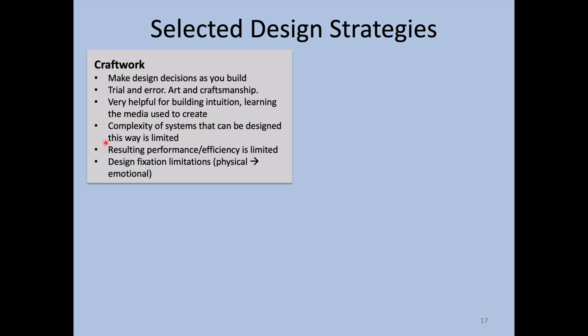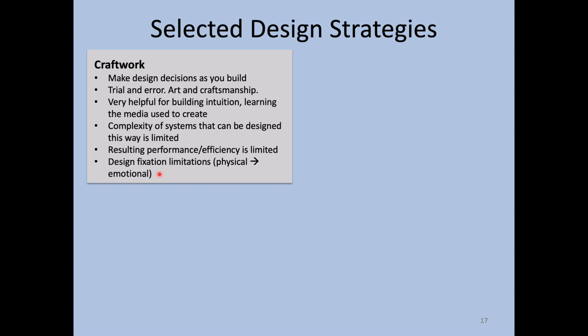If we're using this sort of approach, this design as you build approach, the complexity of systems that can be designed in this way is very limited. Our human cognition only goes so far. We can only keep so many things in our head and manage them at the same time, unless we have some other kinds of tools to help extend human capability. The resulting performance and efficiency of the systems that might be generated in this way is limited, and there are a lot of other limitations that are associated with this kind of approach.